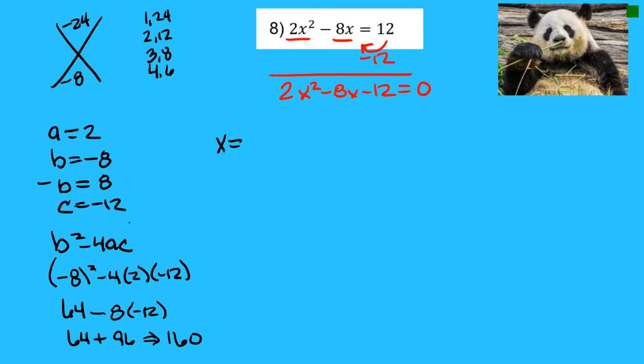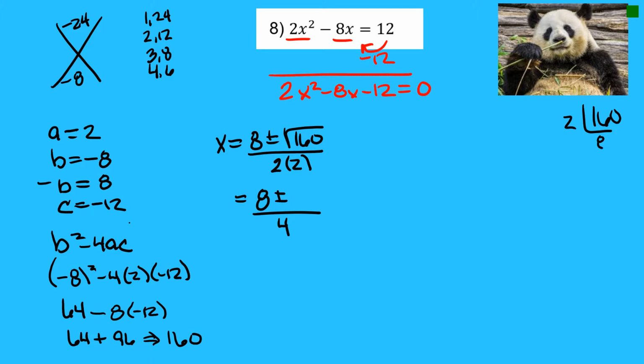So x is going to equal the opposite of b, which is 8, plus or minus the square root of the discriminant, 160, all over 2 times 2. So this is 8 plus or minus the square root of 160, over 2 times 2, which is 4. Is there a square root of 160? Let's find out.